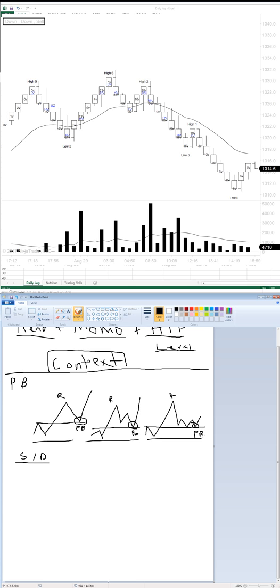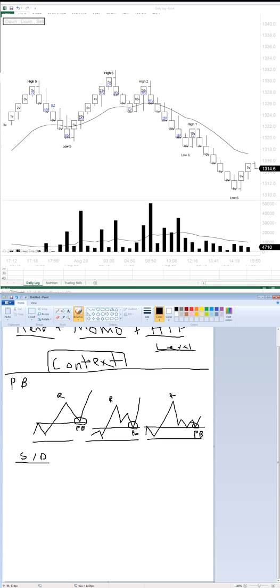Now when you observe, you're basically looking at the rally within the right context, meaning bullish or bearish context. You want to observe the rally and the pullback. The basic structure is rally, pullback, continuation.